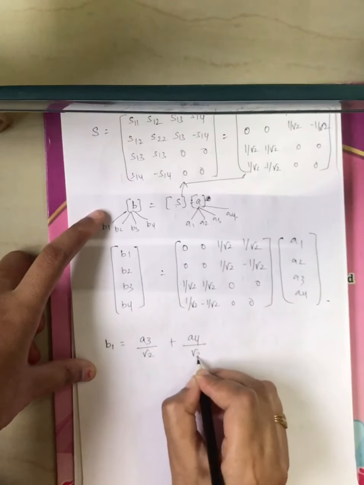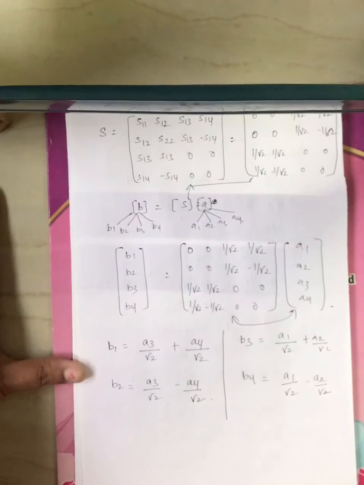Now similarly B3 is nothing but A1 by root 2 plus A2 by root 2. Multiply this with this. I am writing direct equations. And B4 equals A1 by root 2 minus A2 by root 2, right?